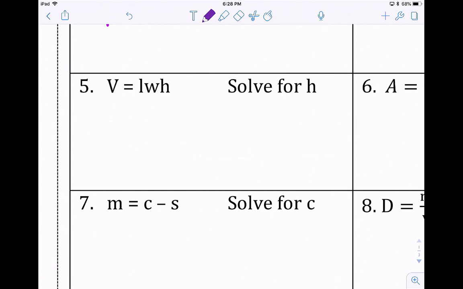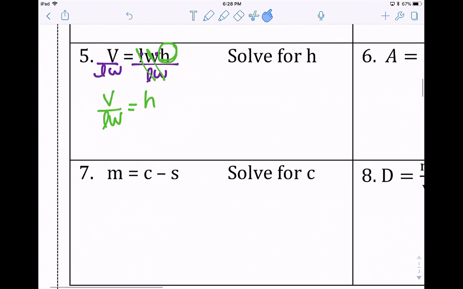You could do this in 2 steps, but I'm going to show you how to do it in 1 step. To undo this multiplication and this multiplication, I'm going to do the opposite, which would be to divide. So I'm going to divide by both length and width. I can divide by both of those at the same time. When I do that, the lengths cancel, the widths cancel, and you're just left with H, and that's what we want. We want to get H isolated all by itself. So the volume divided by the length times the width is equal to H. And that's it. We're done with that.